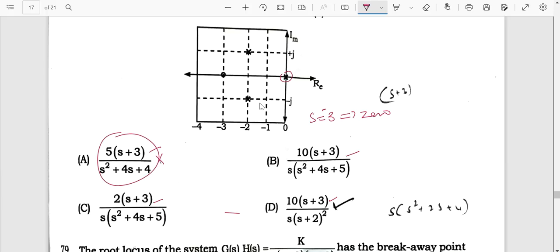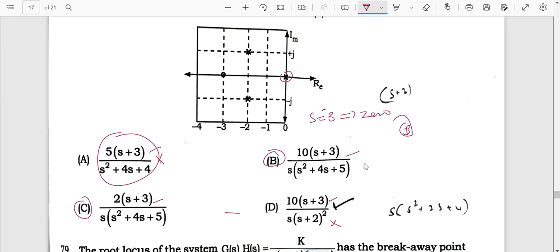Now we have complex poles at these two values, s equal to minus 1 plus or minus j2. Complex poles means this will not be the answer. So we have only B and C. As per the bubbling OMR sheet theory, most of the answers will be B. So let's check the answer here.